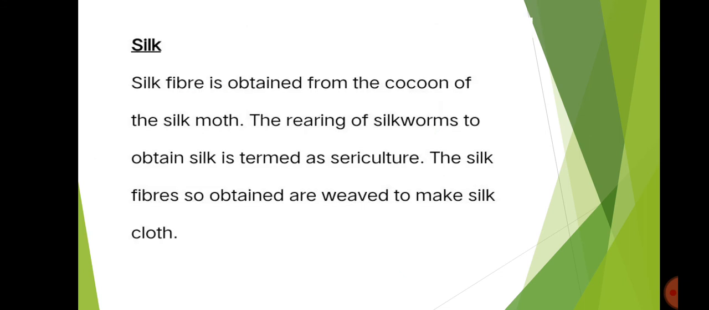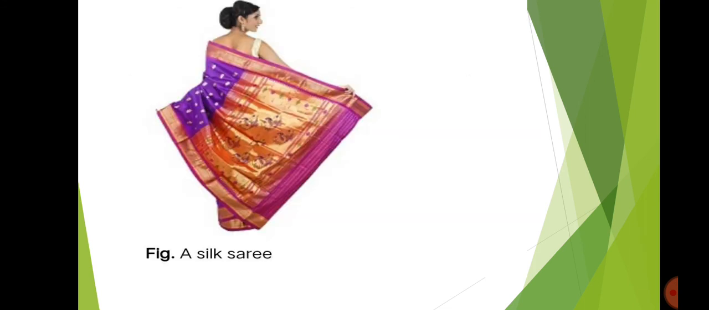Next natural fiber is silk, which is obtained from the silk moth. Silk fiber is obtained from the cocoon of the silk moth. The rearing of silkworms to obtain silk is termed sericulture. Sericulture is the process of rearing of silkworms. The silk fibers so obtained are woven to make silk cloth. This is a silk saree.